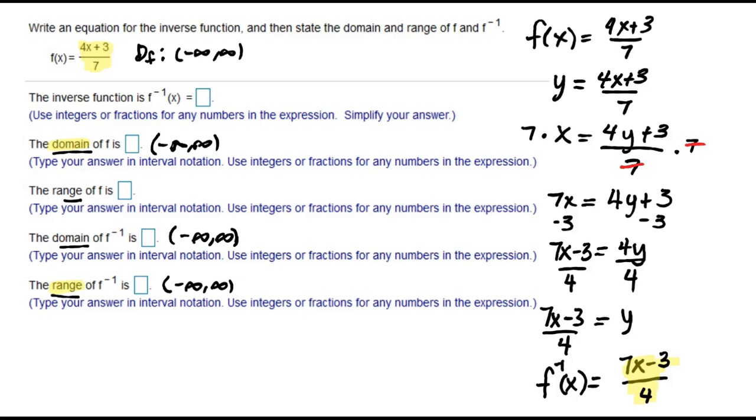And remember, like we said a moment ago, the x and the y values get switched. So the domain of the inverse is going to be the range of the function. So that's going to be -infinity to infinity.